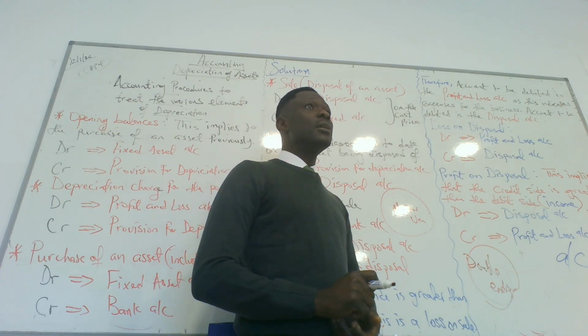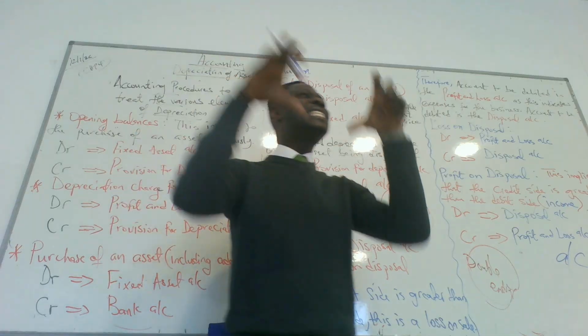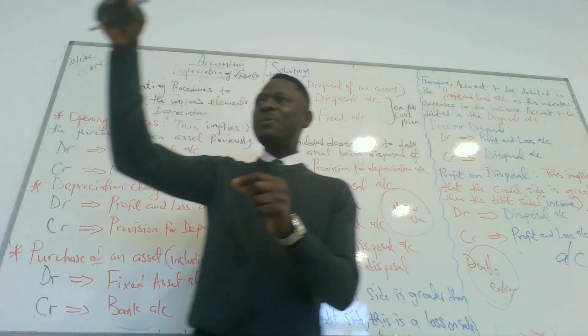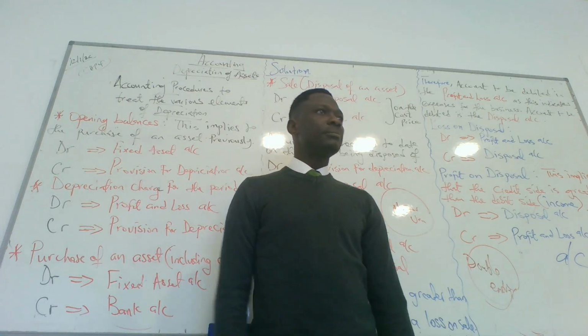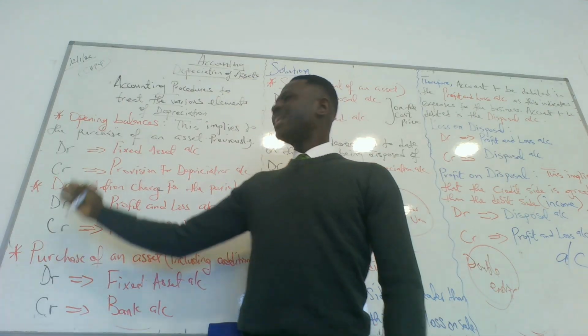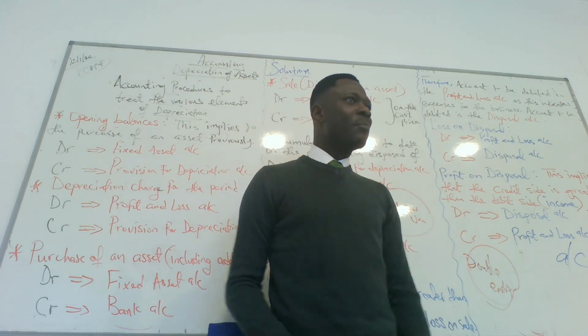Do we get it? So the double entry system for an existing asset is that you debit the asset account, you credit provision for depreciation account. This is theory. When we do the practical, you understand more.